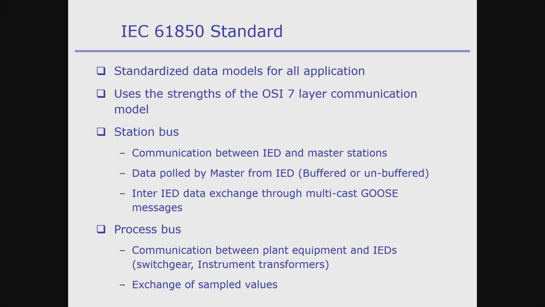So it's a standardized model for all applications, and we will see OSI 7, and there is a station bus and a process bus. The architecture is very much flexible, but the way it is set up, there is a station bus and a process bus. In the station bus, communication happens between IEDs and the master station, and between IEDs, via GOOSE. We will talk about that. And in the process bus, mainly sampled values, right? And the plant equipment.